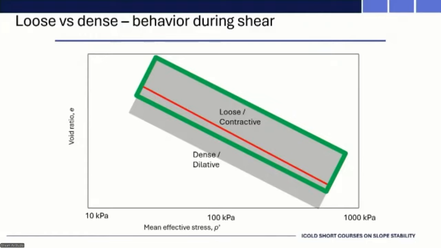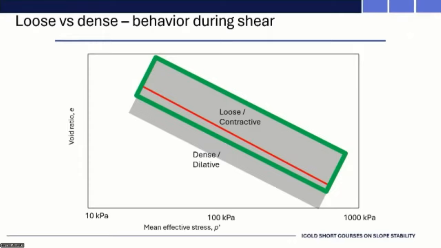So now, thinking about that kind of limitation or that undesirable behavior, we come to this concept of what is loose and what is dense, and how do we differentiate that. So in this space that you've now seen a number of times, void ratio against mean effective stress, that's just the average effective stress, sigma 1 dash plus sigma 3 dash plus sigma 2 dash over 3. That red line represents this critical state line, and it designates material that's loose in that green box and dense below it.